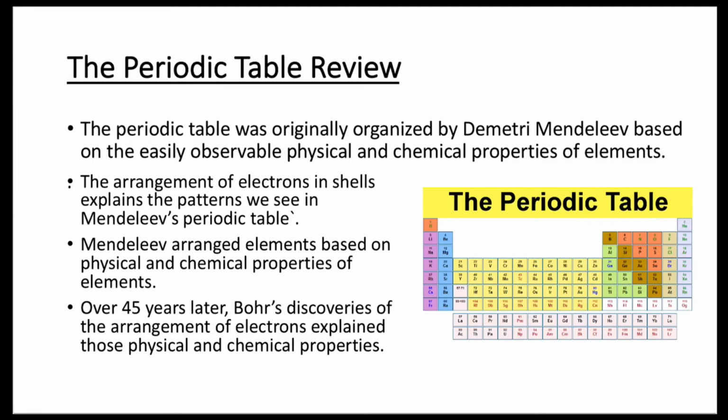The yellowish color, not the middle yellow, but the far right, those are known as the halogens, and then the light purplish blue are the noble gases. So we're going to go into a little bit more detail on these later.